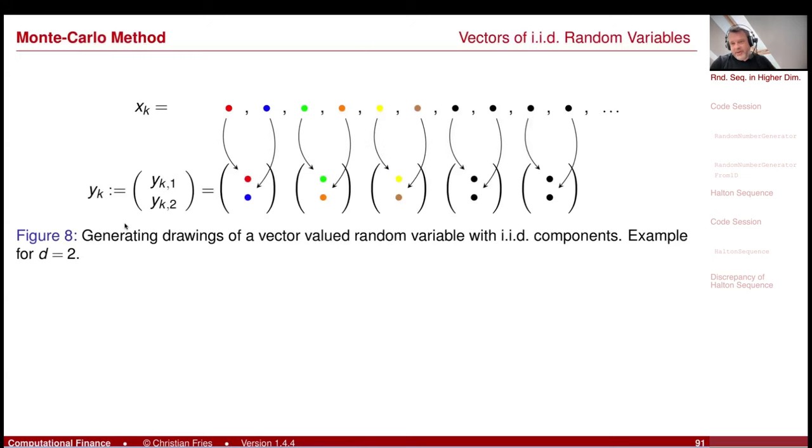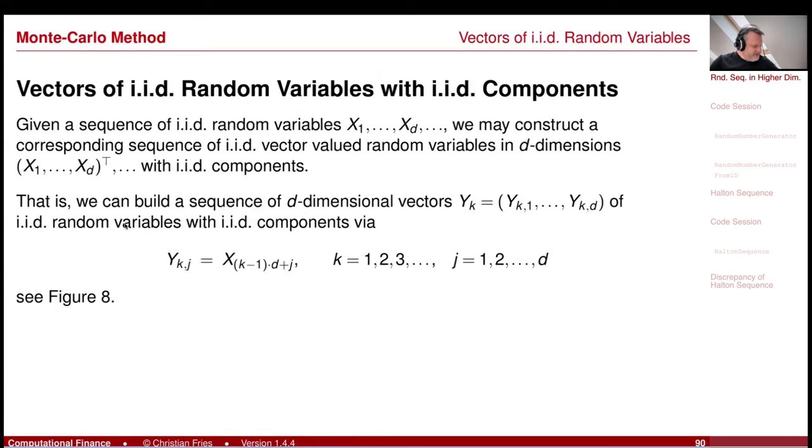Recall that we already had an algorithm that allows us to generate a higher dimensional sequence out of a lower dimensional sequence. It was this little algorithm here. This is just a picture. So it was this algorithm that allowed me to create a d-dimensional sequence out of a one-dimensional sequence of IID random variables. And maybe I would like to work a little bit on this.